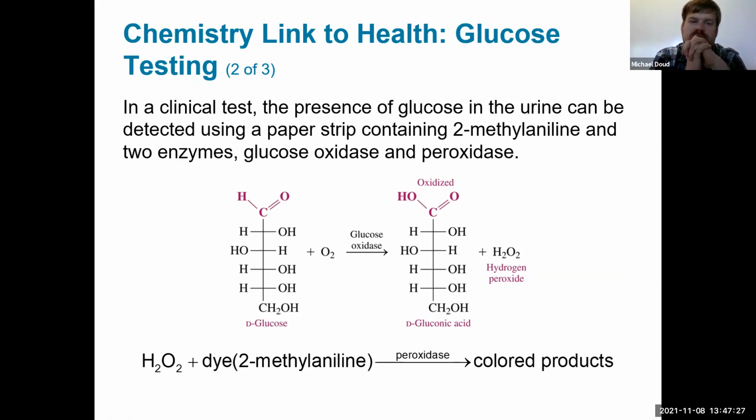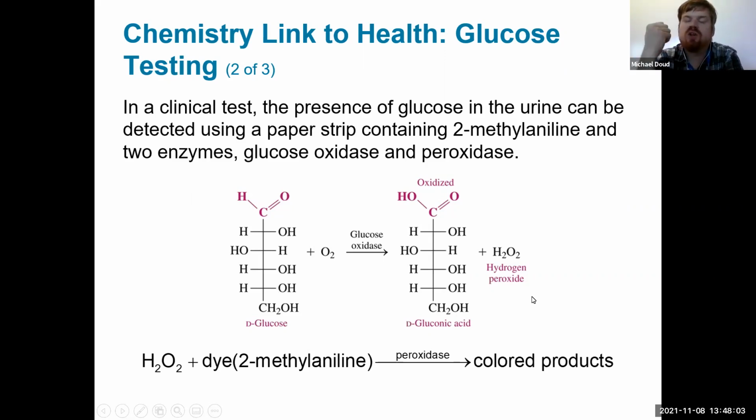So the way the clinical test works is basically to analyze your urine, you put a paper strip that contains 2-methylalanine and 2 enzymes. It's got glucose oxidase and peroxidase. So take the glucose with oxygen in glucose oxidase, that's going to turn into gluconic acid, and that's going to produce hydrogen peroxide. Now, if you have this hydrogen peroxide with a dye like 2-methylalanine, then in the presence of peroxidase, it's going to turn into a colored product.